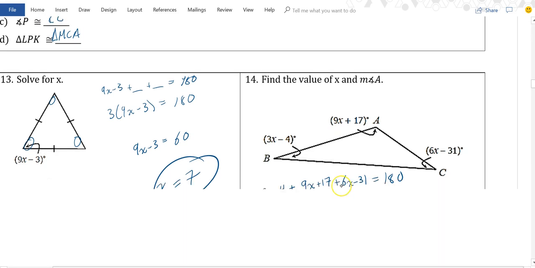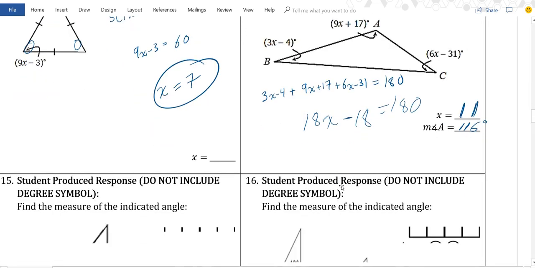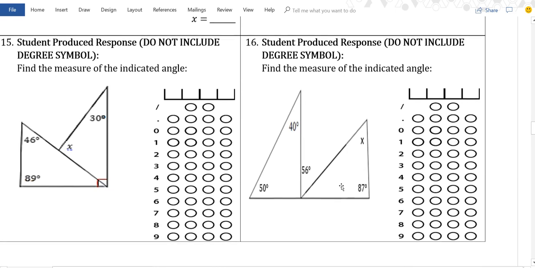Oops. Add 18 over, divide by 18. All the good things we've practiced a few times here. All right, let's look at 15.